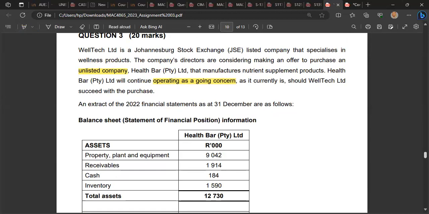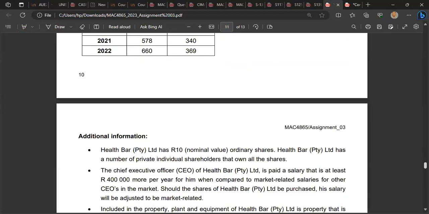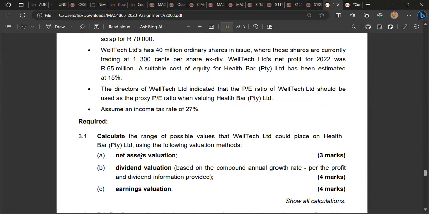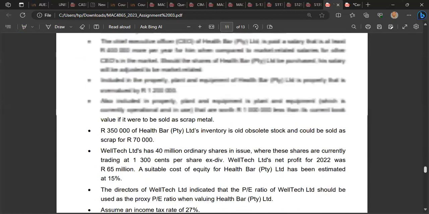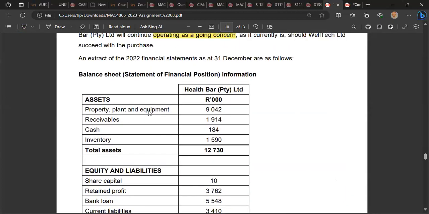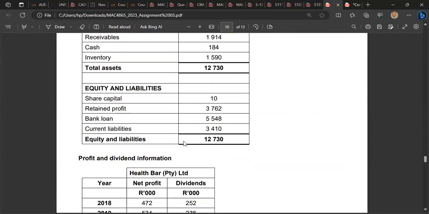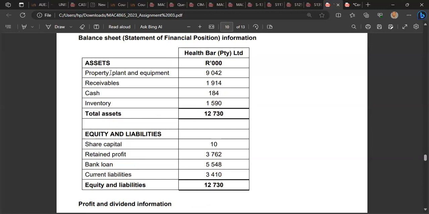So our first method is this one here, the net asset valuation. You want to go to your statement of financial position, your balance sheet, this one here, and look at your assets, and from your assets you want to subtract your liabilities, right? But we said be careful, because sometimes the value of those assets is not reflective of the current value of the assets, so you would want to make certain adjustments there.